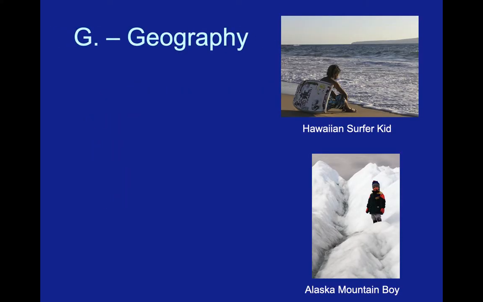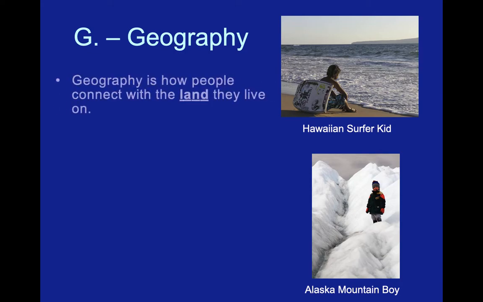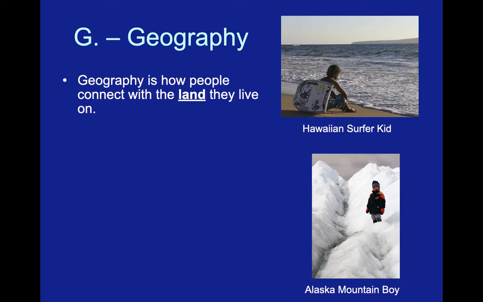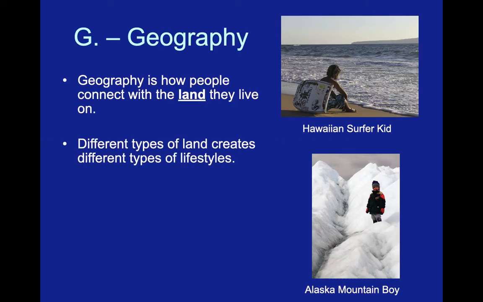So let's get started with the G of grapes. The G stands for geography. And we know that geography is how people connect with the land that they live on. There are different types of land all around the world, and that creates different types of lifestyles for people. Obviously, if you live on a beach in Hawaii, the way that you interact with your environment is going to be much different than that of someone who lives on a mountain in Alaska.